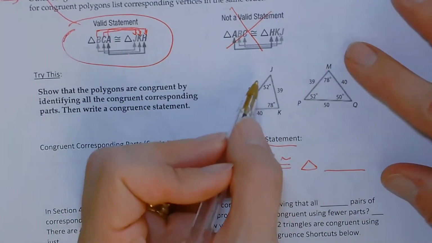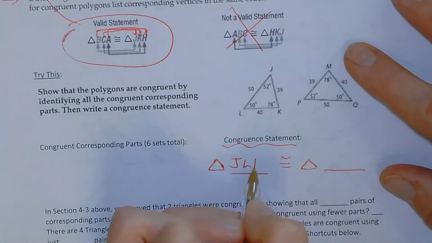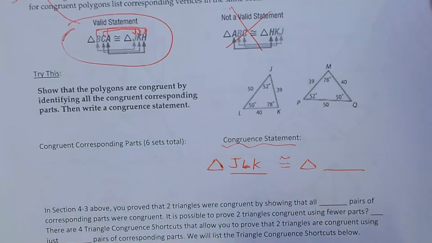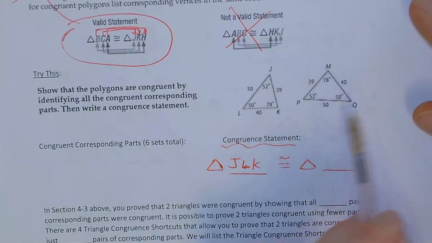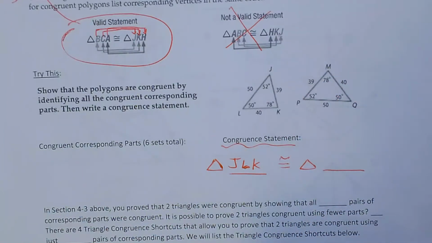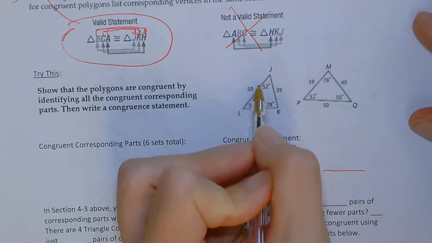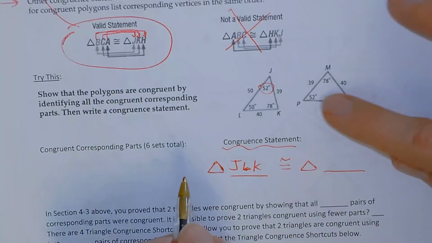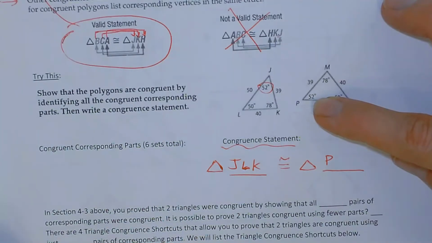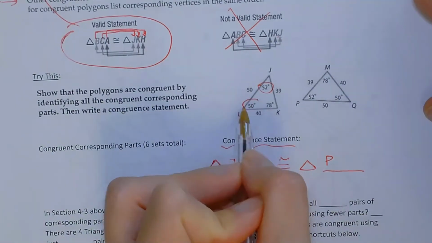So I'm just going to go JLK. Is that the only name? No, that's just the one I picked, JLK. Now, I want you to go to this picture over here and match up the pieces that go with JLK. So look at J. J is 52. Oh, which angle is 52 in the other triangle? P. That has to come first. Then L. Okay, L is 50 degrees.